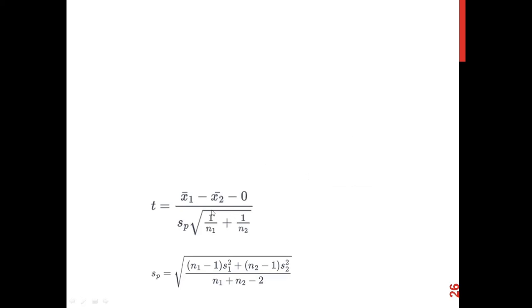So my test statistic would look like this: x1 bar minus x2 bar minus 0, 0 because we want to check whether this difference is 0, and divided by pooled standard deviation under root 1 by n1 plus 1 by n2. And how do I compute this pooled standard deviation? It is n1 minus 1 s1 square. So s1 is standard deviation of first group, n1 is sample size of first group.